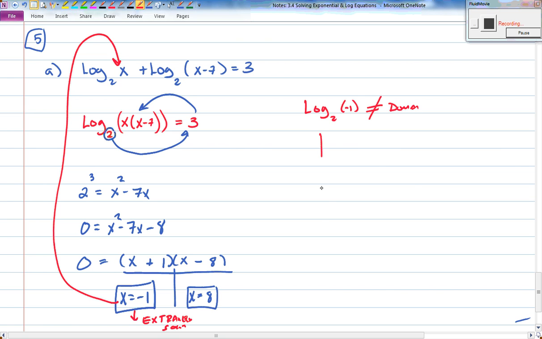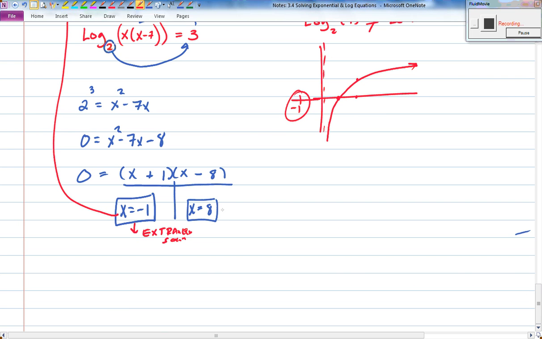And the reason is because think of the graph for log base 2 of x. We're going to have 1, 0, and then 2, comma 1. So my graph for log base 2 of x looks like this. X is negative 1 is not part of the domain because it's over to the left, because I have an asymptote here. So negative 1 is what we call an extraneous solution. That means that 8 is the only solution.